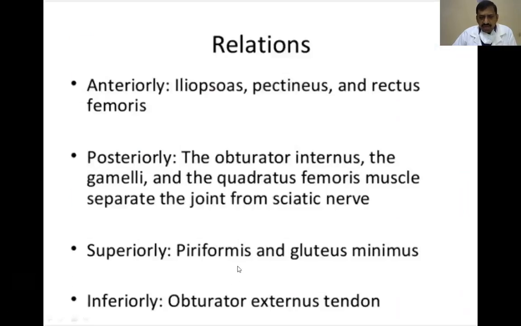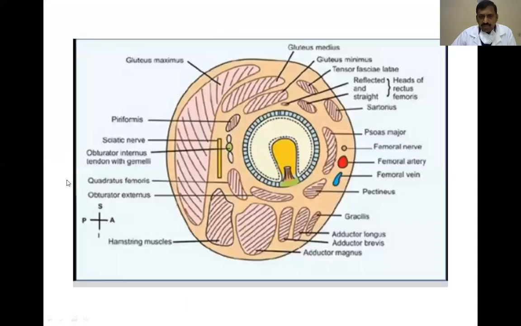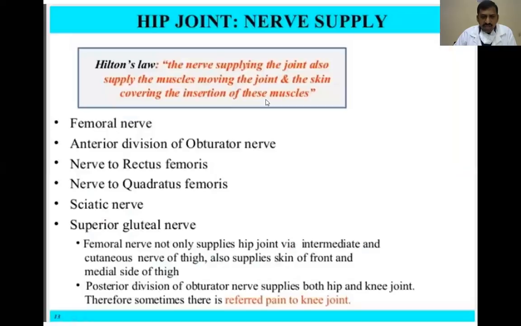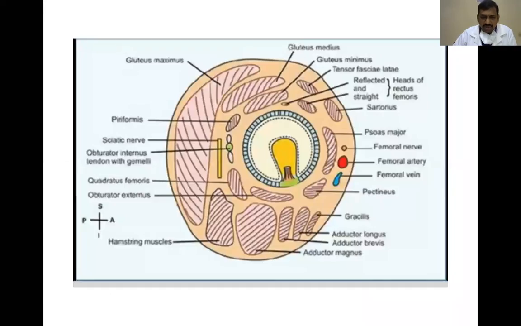Next, superiorly, piriformis and gluteus minimus. Here, this is the piriformis. This is the gluteus minimus in the superior part. And inferiorly, by the obturator internus tendon. Inferior, this is the obturator internus and obturator externus and tendon.